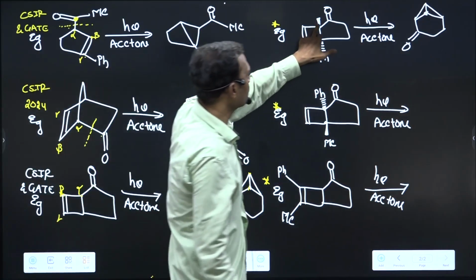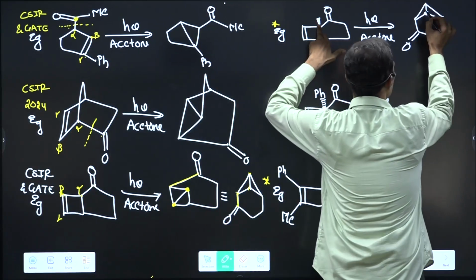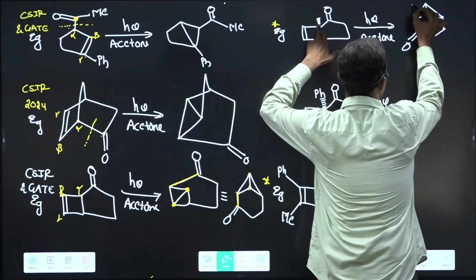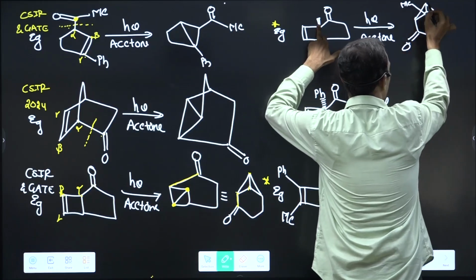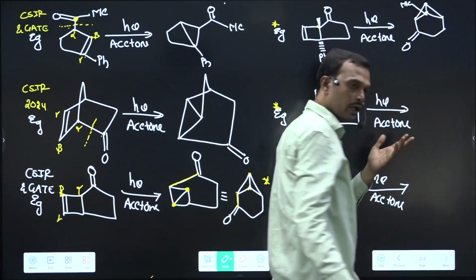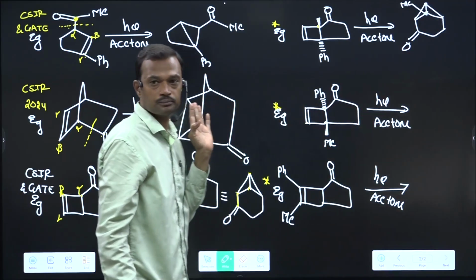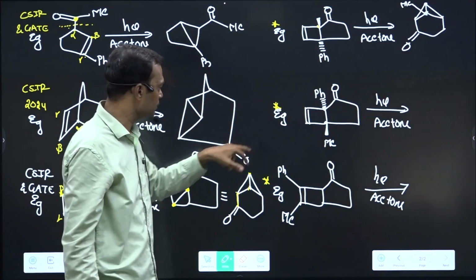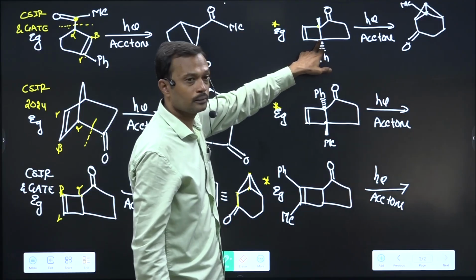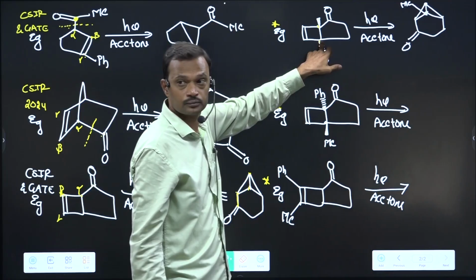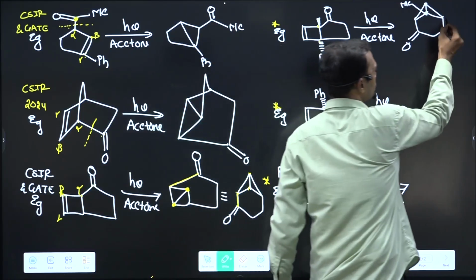Now, the alpha carbon has methyl. So I can write this methyl here. Can I write methyl here above, or can I write on the above carbon? Any carbon you write, your answer remains the same. Then what next? This carbon attaches to which one? Phenyl. So is it phenyl here or not? This is phenyl.